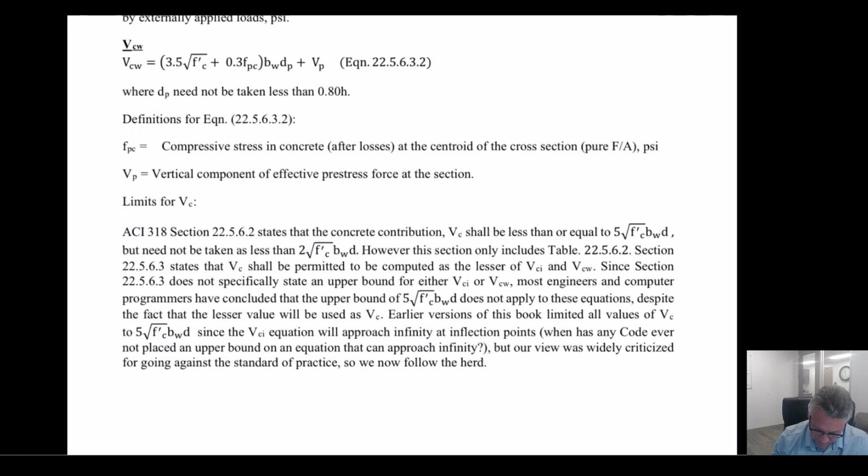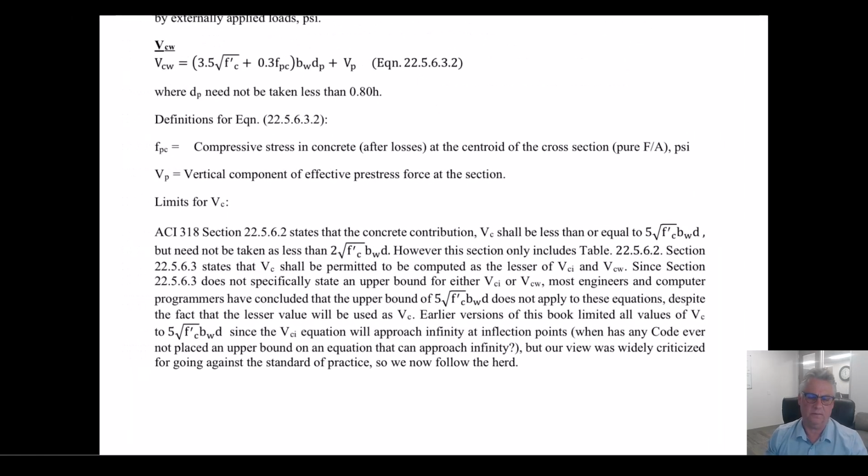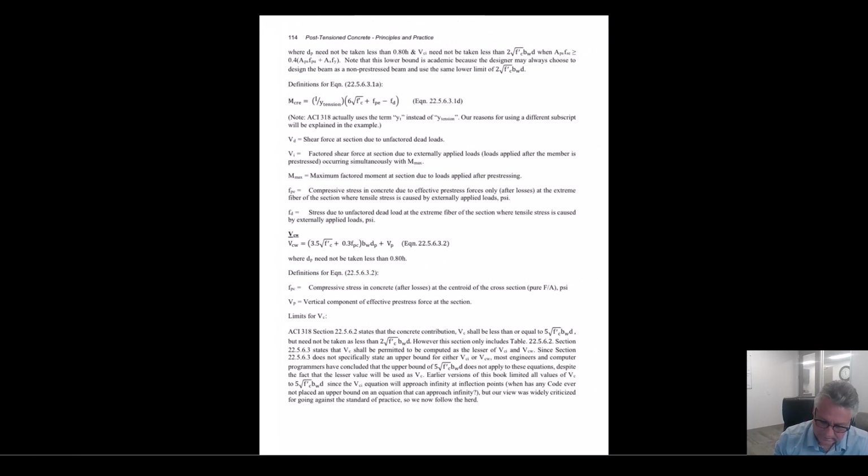But because I got hammered so badly and my dad was not going to invite me to any holidays anymore, I've decided to change, and we now follow the herd. That the only equation that actually has an upper bound of 5 square root f prime c bwd will be that VCN equation.